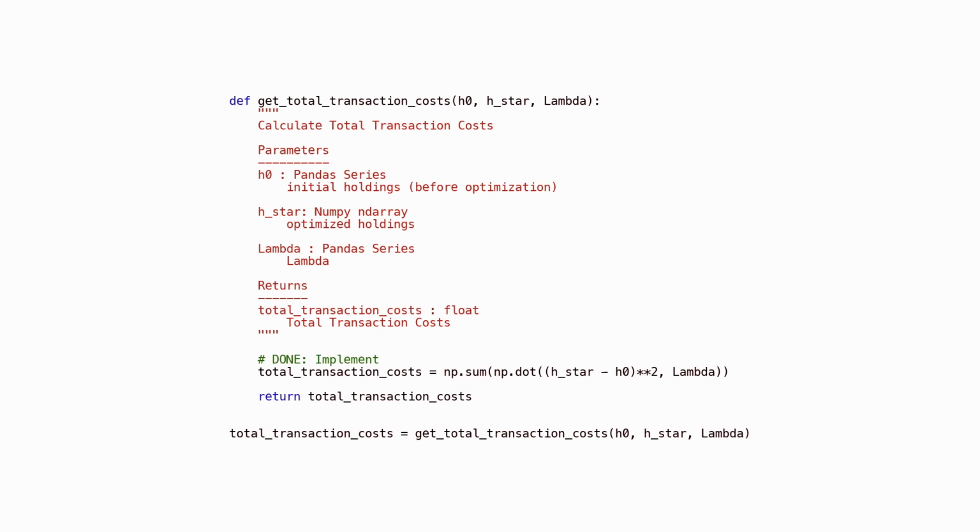Outside the function, the total transaction costs variable is assigned the value returned by calling the getTotalTransactionCosts function with the three parameters specified. In summary, this code calculates and returns the total transaction costs based on the initial holdings, optimized holdings, and lambda values provided.